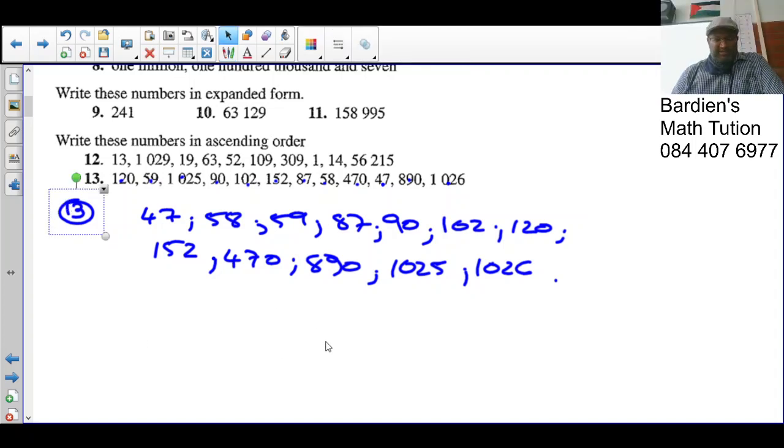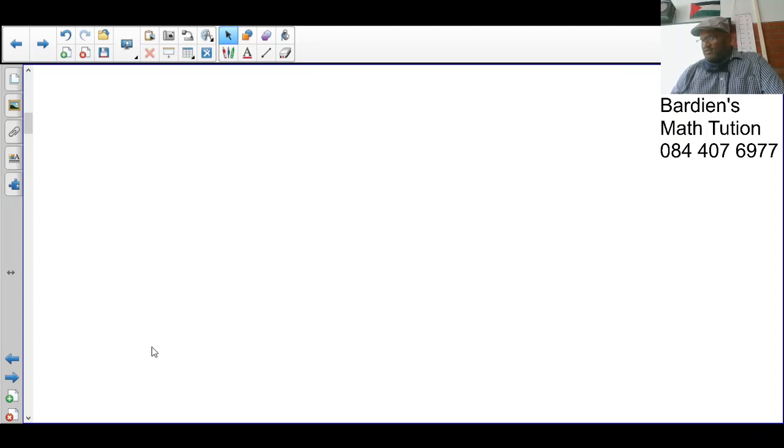Alright, so let's look at skill 3. In skill 3, we're looking at rounding off. You guys heard of rounding off before? Yes? Actually, all these things you should have heard of before, no? So now I want you guys to do these sums quickly.